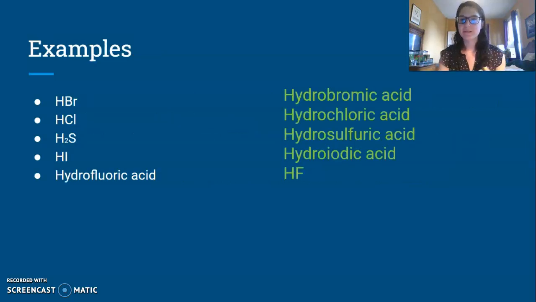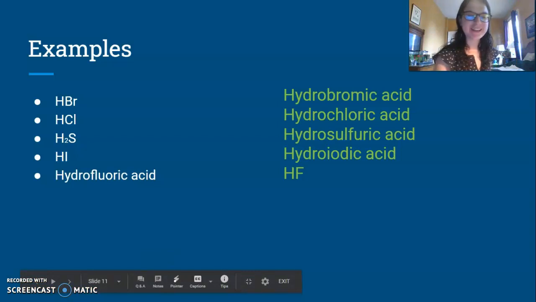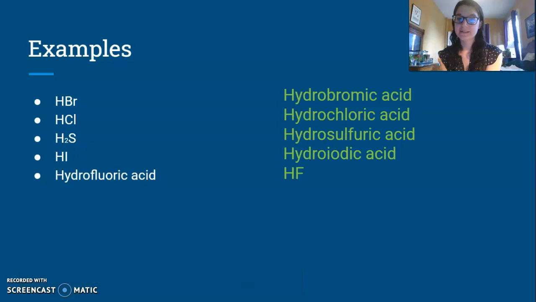So here we have examples. Spoiler alert, I forgot to edit my slide. The first one we have is HBr, and that's hydrobromic acid. Second, HCl is hydrochloric acid. The third one, H2S, is hydrosulfuric acid. So sulfur, when it forms an ion, has a -2 charge, so we need 2 of those H's to balance it out. Then we have HI, hydroiodic acid, and HF, hydrofluoric acid. Okay, so the key to knowing when you have a binary acid is that hydro out in front.